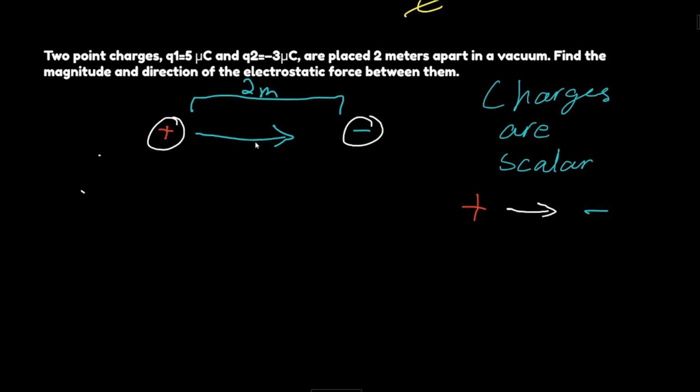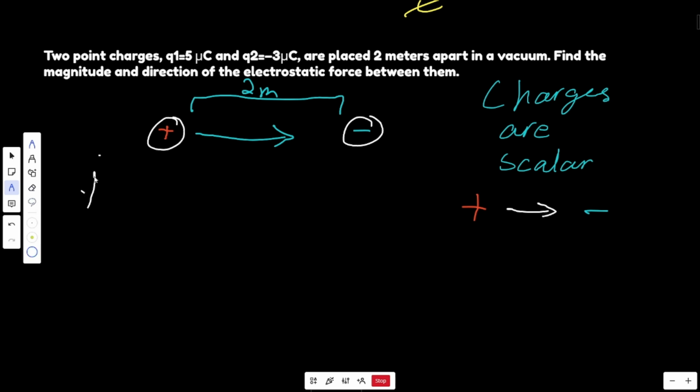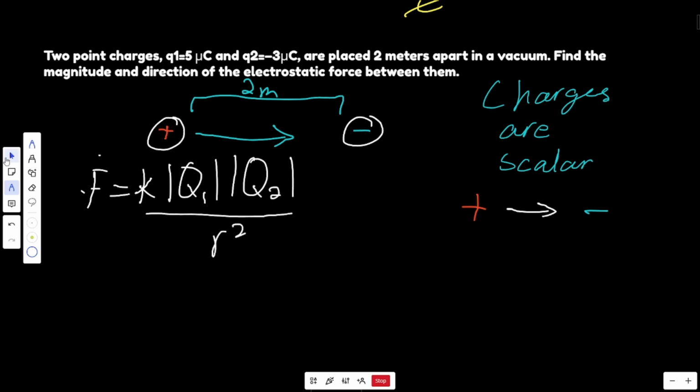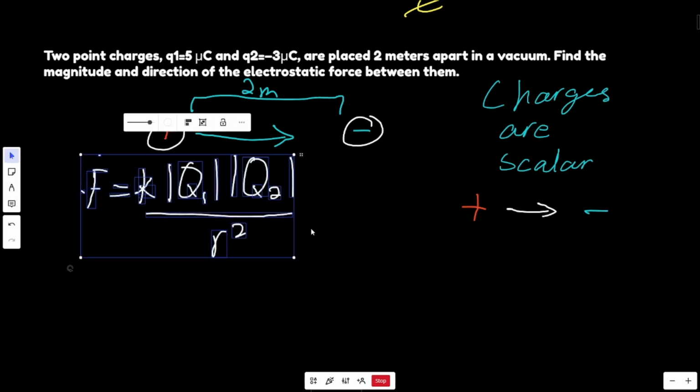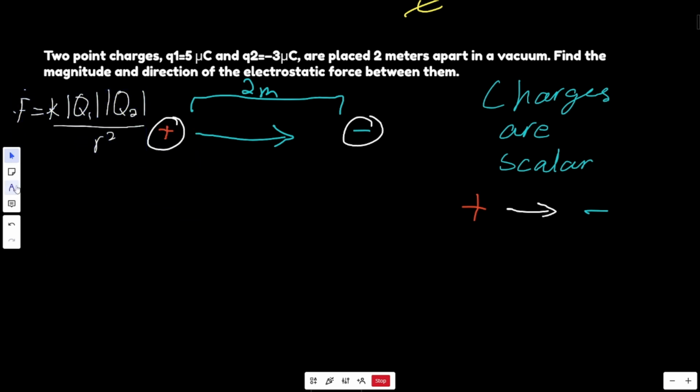Now how about the magnitude? Now this is when we bring out our Coulomb's law. So recalling Coulomb's law, we have F is equal to k times the absolute value of Q1, absolute value of Q2 over r squared. Now I'm gonna shrink this because we're going to replace those values. Let's put that right here. It's our guideline.